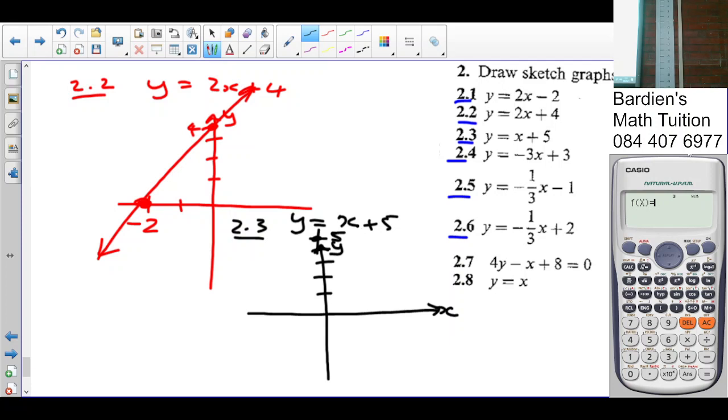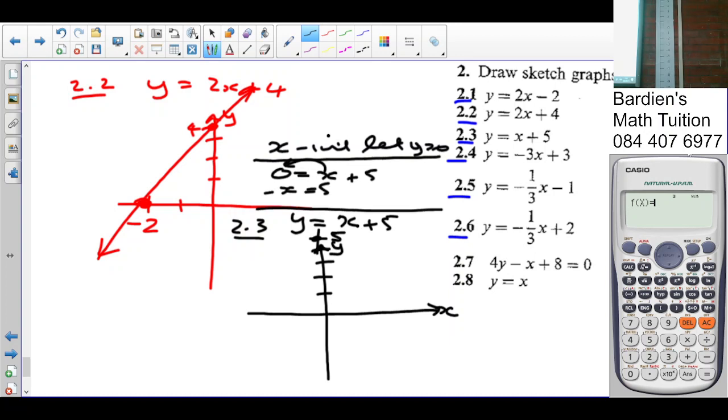I also get negative 5. Just hang on. Your x-intercept, let y equal to 0. So 0 is equal to x plus 5. Take it over the equal sign, you get negative x equals 5. Now you divide both sides by negative 1. So x is negative 5.